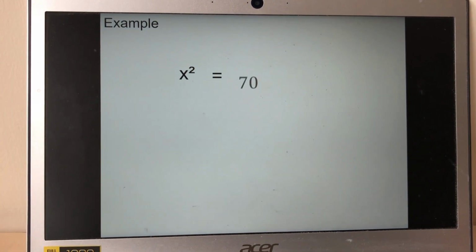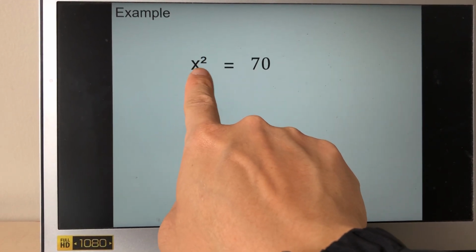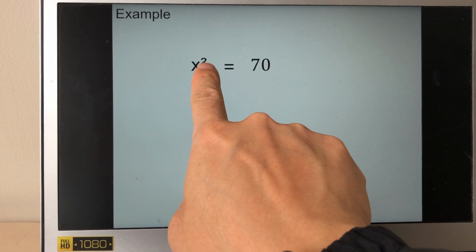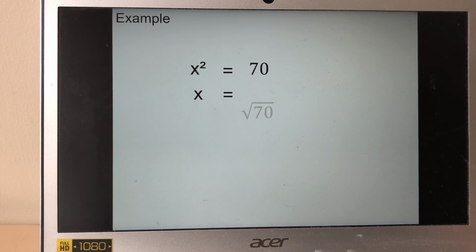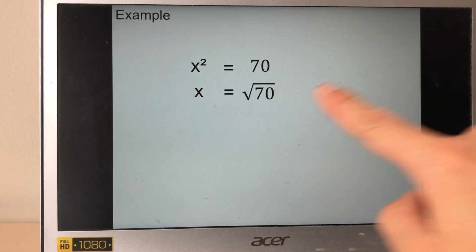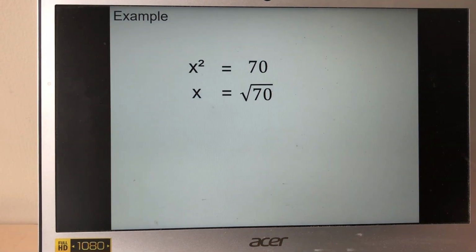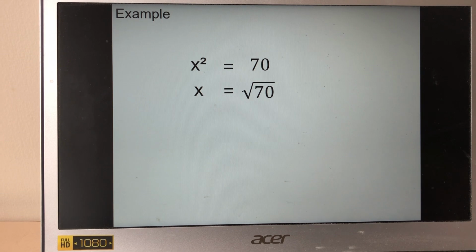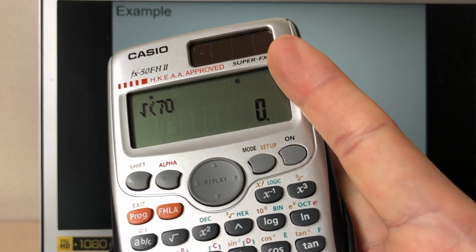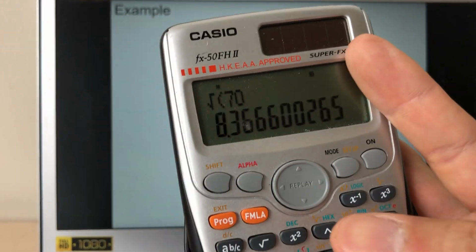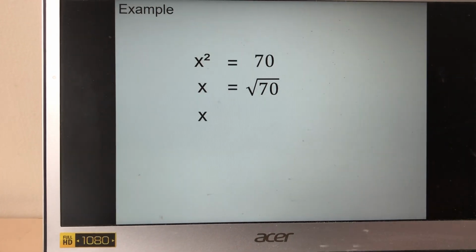Example. So if you are given this equation x squared equal to 70, and you want to know what x is, first of all you have to get rid of the square. What to do? Move the square to the other side, it becomes a square root. So that we have x equal to square root of 70. And then you're going to use your calculator, square root of 70. We have, oh, this is such a not nice number, so long. So we have this.